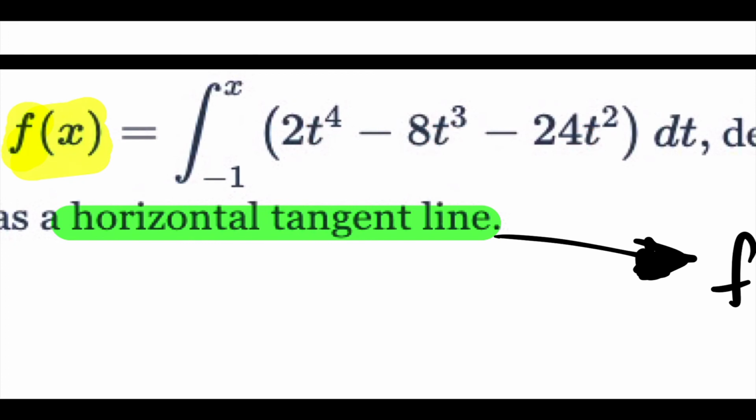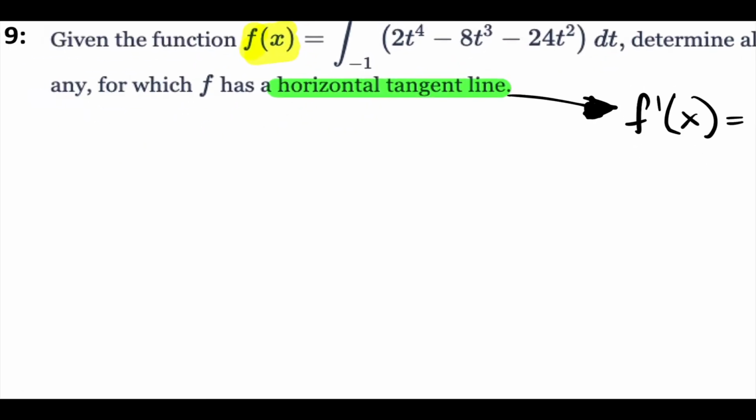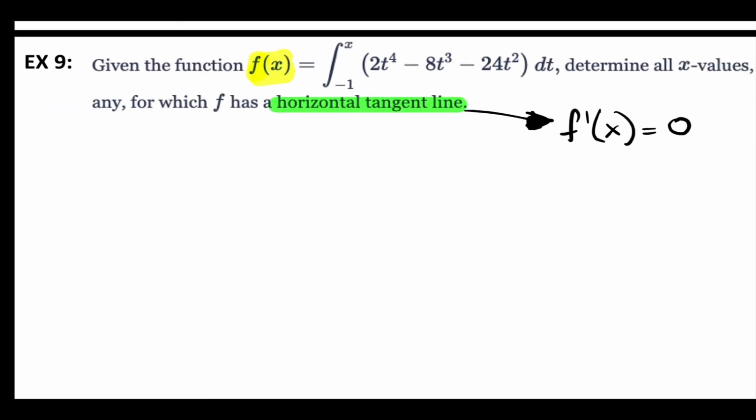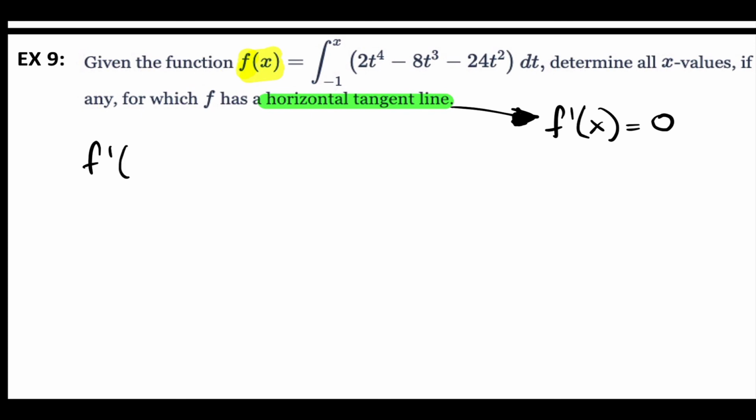It's going to be 2x to the fourth minus 8x cubed minus 24x squared. That's essentially what's going to happen. So we're going to get f prime equals 2x to the fourth minus 8x to the third minus 24x squared. That's essentially what's going to happen when we do that.